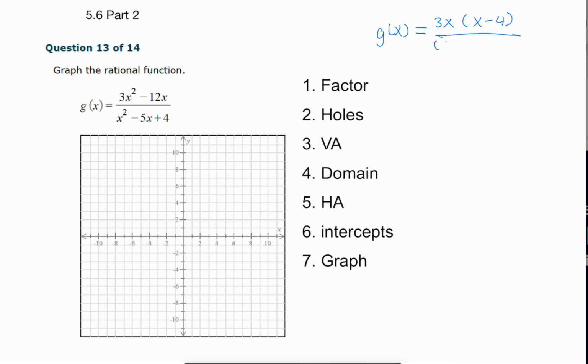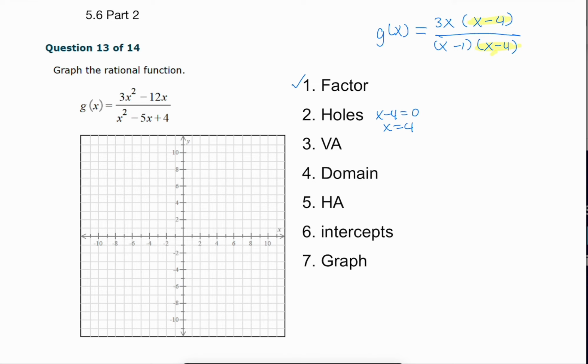Now the bottom is factorable because it can be broken up into x minus 1 and x minus 4. Okay, so we've done step 1. Step 2 is to look for holes. If any factor on top matches any factor on the bottom, that is a hole. So there is a hole when x minus 4 equals 0, or at 4.